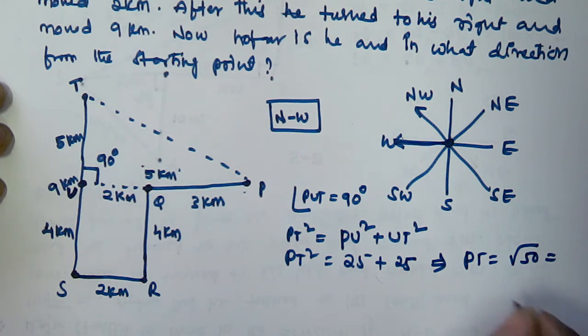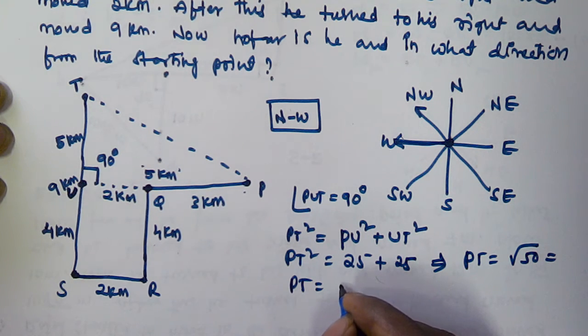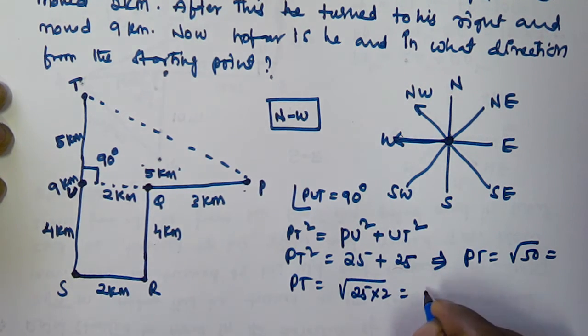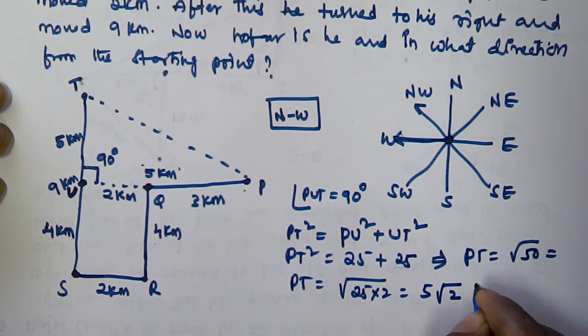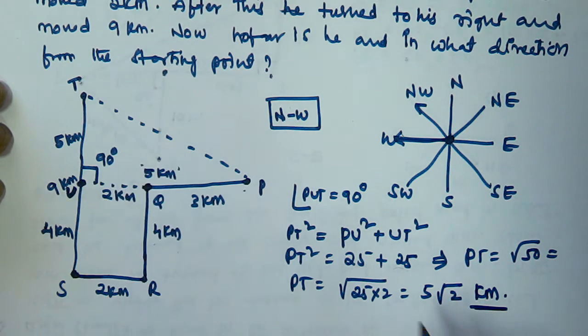PT is equal to root of 50, which can be written as 25 into 2. If you bring 25 outside, that is equal to 5 root 2 kilometers. So that means Rajni is in the northwest direction at a distance of 5 root 2 kilometers.